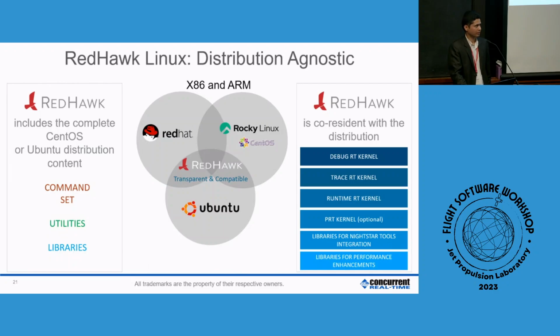So now we have Rocky Linux. So you can use all those distributions, and we can provide a layer, which is RedHawk Linux, which is co-resident with your actual distribution. So you're still using a standard Linux, but you have real-time capabilities on top of it.